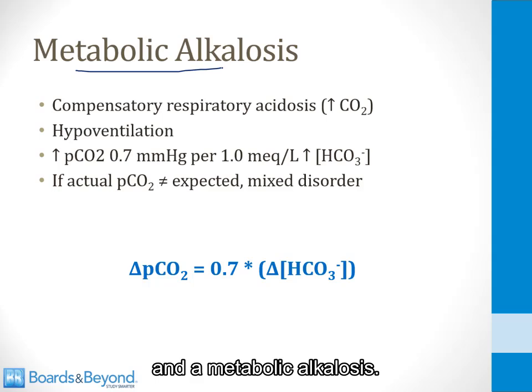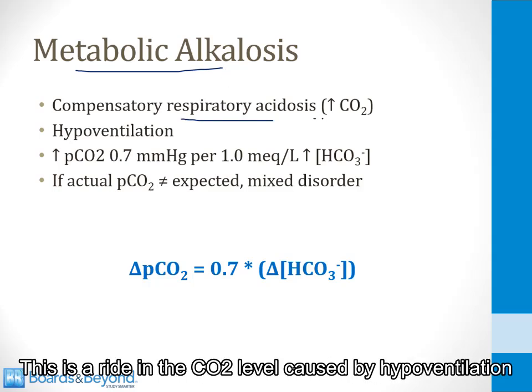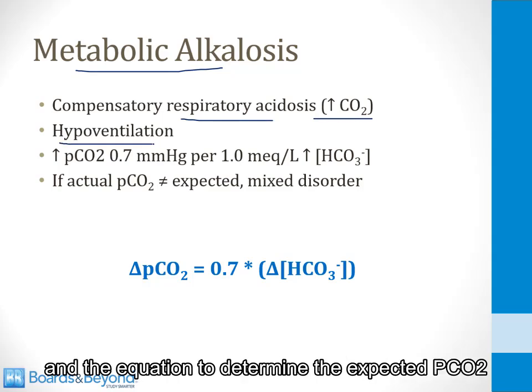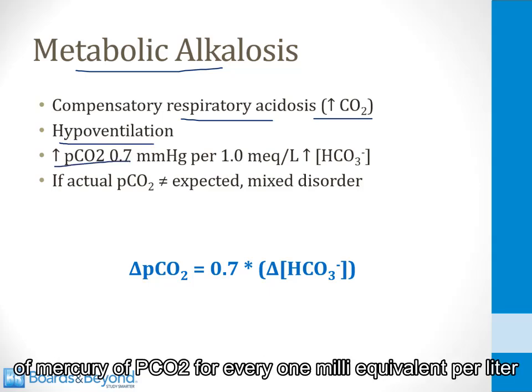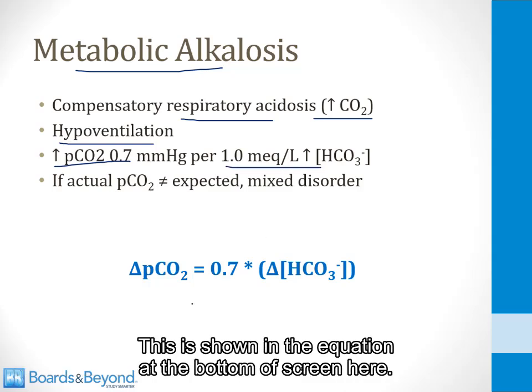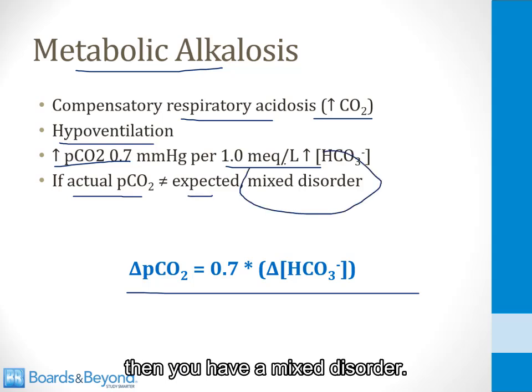In a metabolic alkalosis, there is a compensatory respiratory acidosis. This is a rise in the CO2 level caused by hypoventilation. And the equation to determine the expected PCO2 in a metabolic alkalosis is that there should be an increase of 0.7 millimeters of mercury of PCO2 for every 1 milliequivalent per liter increase in bicarbonate. This is shown in the equation at the bottom of the screen here. And once again, if the actual PCO2 does not equal the expected, then you have a mixed disorder.